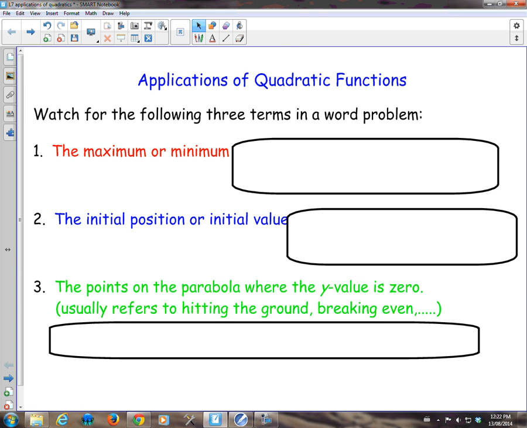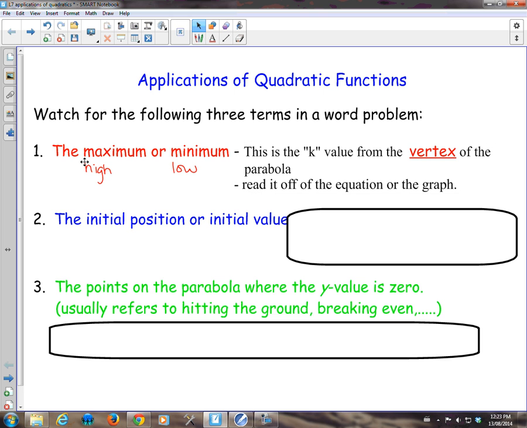So the first one, maximum, minimum, exactly what it sounds like. A maximum would be a high point and a minimum would be a low point. And we've already talked about these when we've graphed. A maximum or a minimum, or a high or a low, is the vertex. When you think about your parabola shape, the vertex is where it's the highest spot on the graph or the lowest spot. So we can get our maximum or minimum from the k value of the vertex. We can read it from the equation or from the graph.